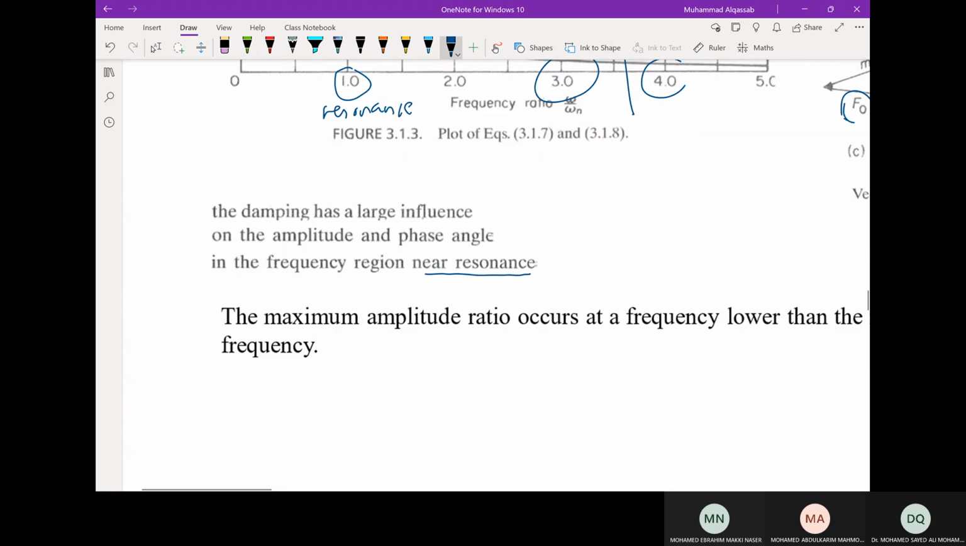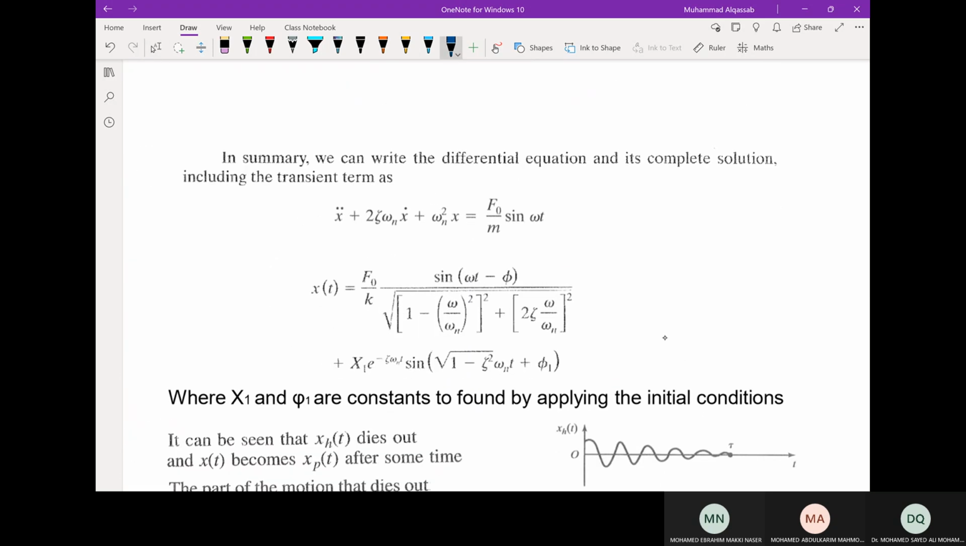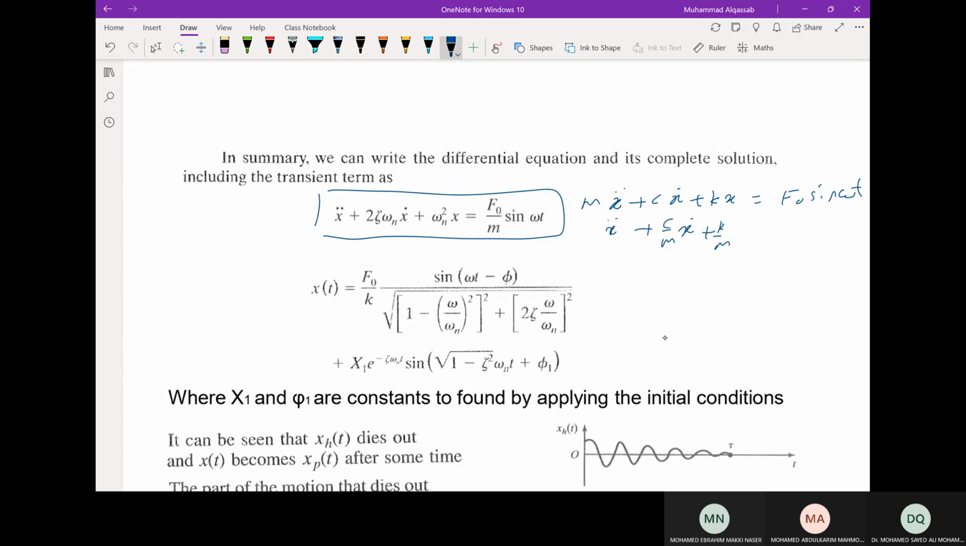Okay, we'll finish this one. In summary, we can write the differential equation and its complete solution, including the transient term. This is the differential equation: m x double dot plus c x dot plus k x equal to F0 sine omega t. If we divide by m, we get x double dot plus c over m x dot plus k over m x equal to F0 over m sine omega t. C over m is 2 zeta omega n, and k over m is omega n squared.